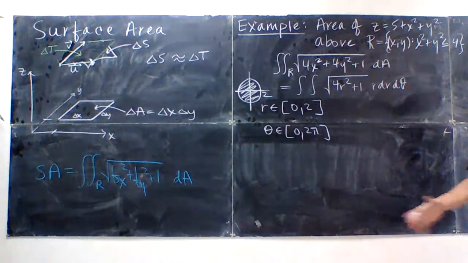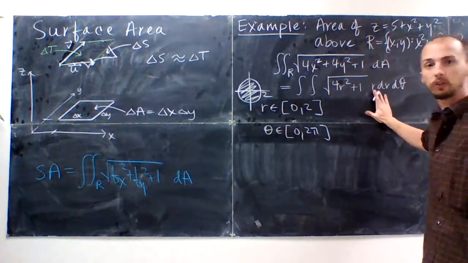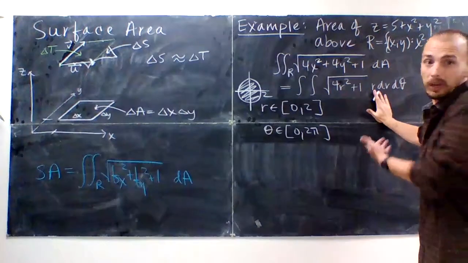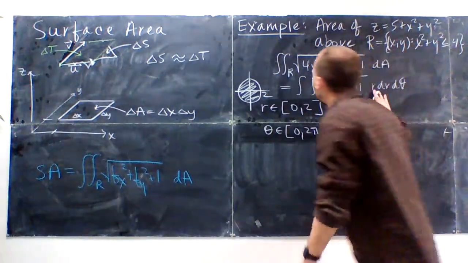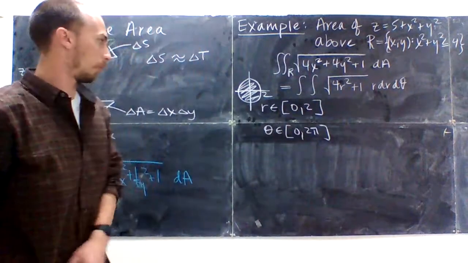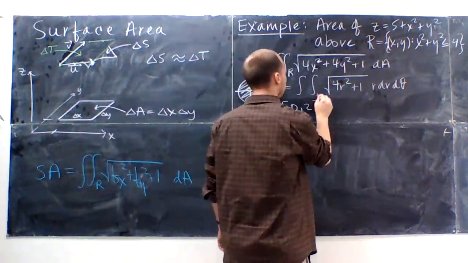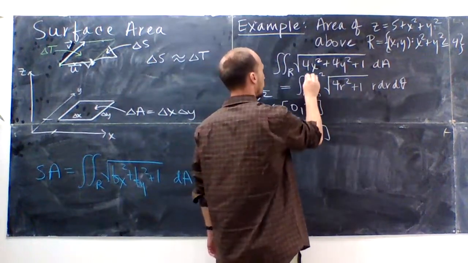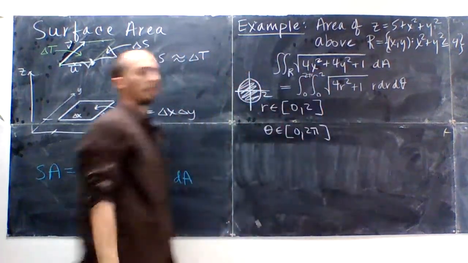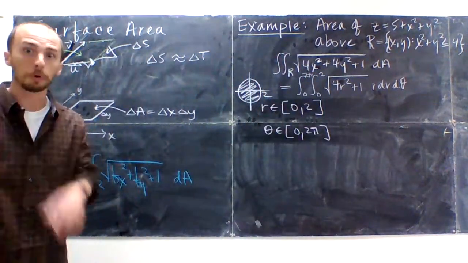Here's a situation where this r is extremely helpful because it's going to allow me to anti-differentiate. It's going to allow me to use substitution. It'll be really nice. What is r running from? R is running from 0 to 2. And what is d theta running from? 0 to 2 pi. And then here we have it set up. This is something we can do pretty easily.